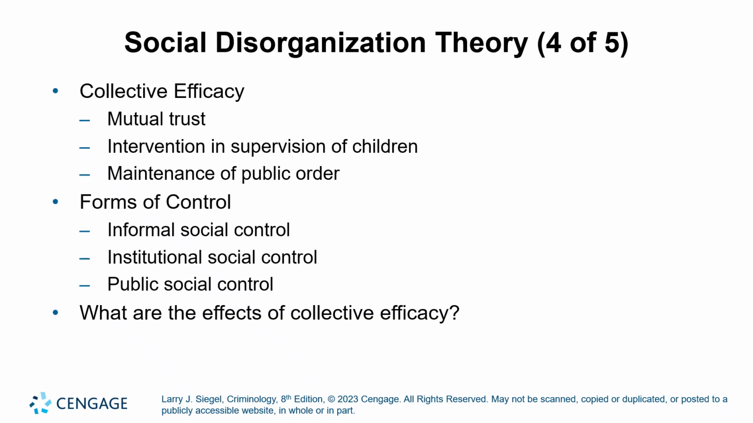An important concept within social disorganization theory is collective efficacy, which refers to a community's ability to work together to maintain order. It includes mutual trust among residents, willingness to supervise children, and shared responsibility for maintaining public spaces. Collective efficacy operates through different forms of control. Informal social control comes from neighbors intervening in everyday situations. Institutional social control involves schools, churches, and local organizations, while public social control includes police and other formal authorities. Communities with strong collective efficacy tend to experience lower crime rates because residents are more likely to intervene and support one another.